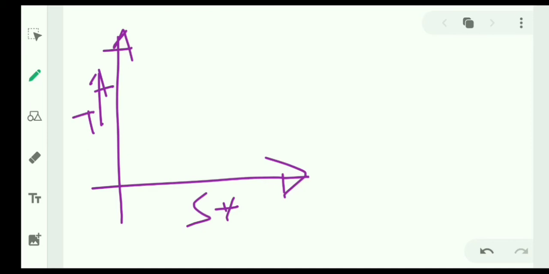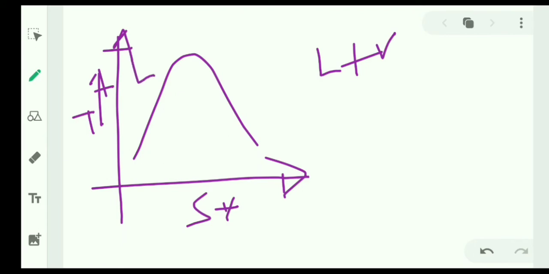Then what we need to do? For the two-phase region, there will be a vapor dome. Two-phase region means there will be liquid and there will also be vapor. In this area, there will be liquid, and in this area, vapor will be present. And in the middle section, inside the vapor dome, your liquid plus vapor region will be there.